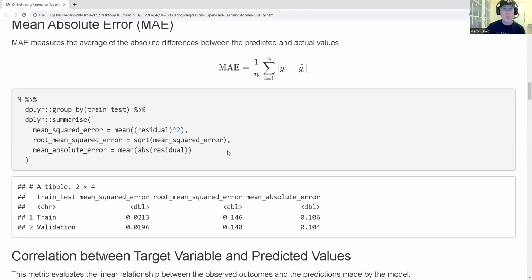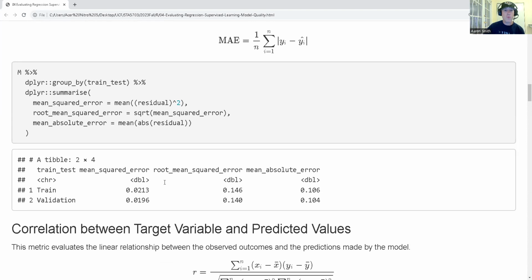All right, so here's what I'm going to do. We talked about MSE, mean absolute error, and root mean squared error. I'm just going to print these out by train and validation statistics. So here I've got my training set, the data that the model was fitted on. Here's the mean squared error. Here on the training set is the root mean squared error. And here is the mean absolute error.